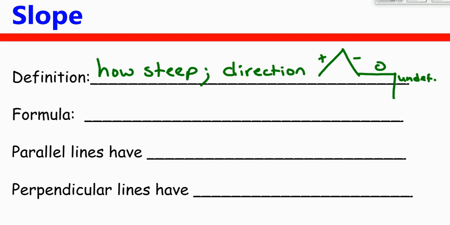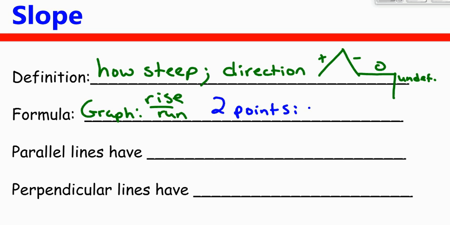Okay, the slope formula. If I'm looking at a graph, I can count the slope by using rise over run. If I'm given 2 points, kind of like what we did in the bell work, I'm going to use my slope formula, which is y2 minus y1 all over x2 minus x1.